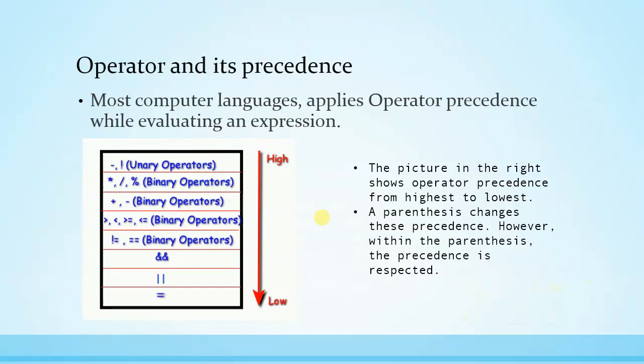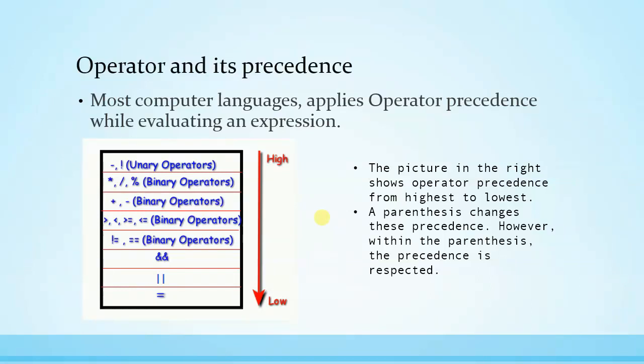So let's go back to the picture again. The unary operator has the first precedence, then the binary operators: multiplication, star; division, slash; and the percentage sign for the modulus operator. All of these have equal precedence. Plus and minus are also binary operators used for computing an expression, but their precedence comes next to multiplication and division.